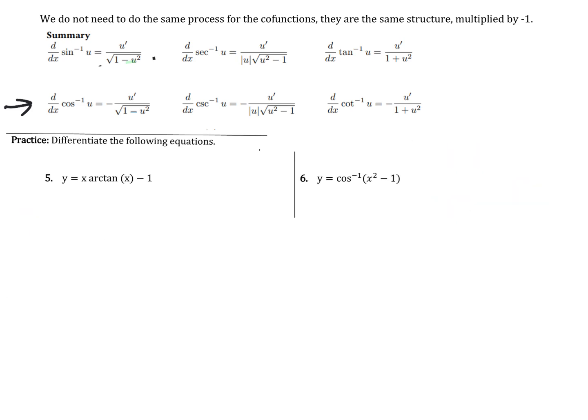Okay, here we are with our last 2 examples. If you are feeling confident, I encourage you to pause the video and work through these on your own. I'm going to give you a hint that might help you feel more confident. On number 5, you're going to need to use the product rule for this first portion, x times arctangent of x. On number 6, you're going to have to use the chain rule.